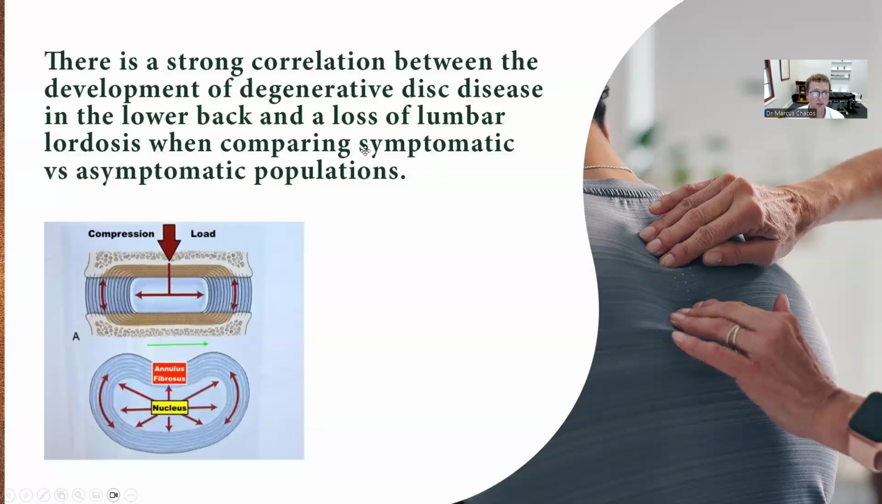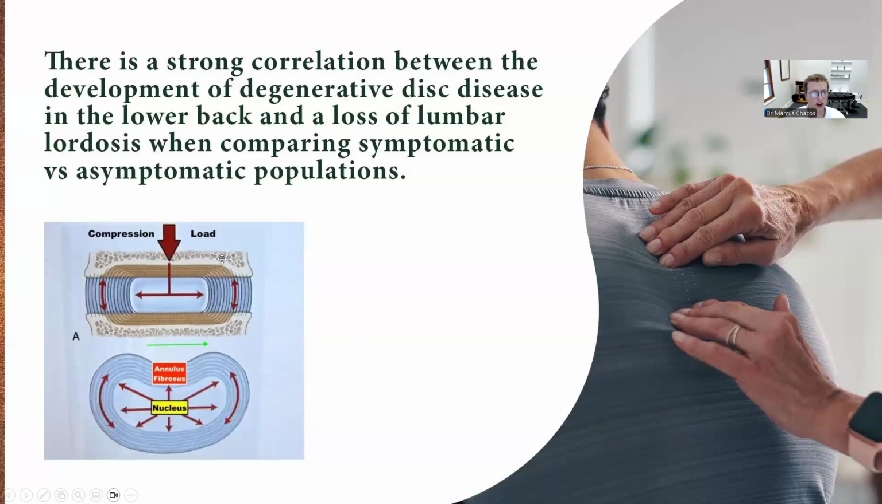The symptomatic population, people who have lower back pain, are more likely to have a loss of lumbar lordosis. Here you can see what actually happens to the discs when they get loaded. We get that compressive load coming downwards, and the disc pushes out the liquid on the inside, which is known as the nucleus pulposus.